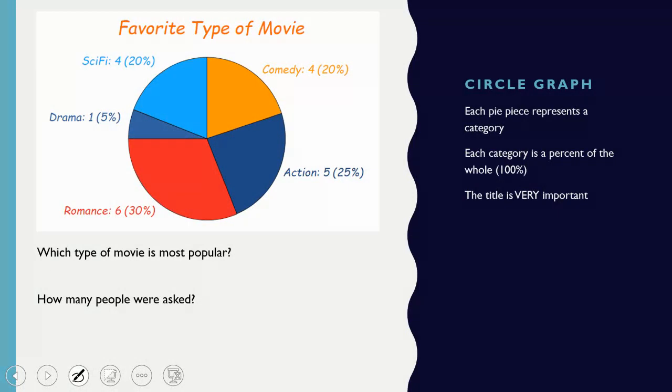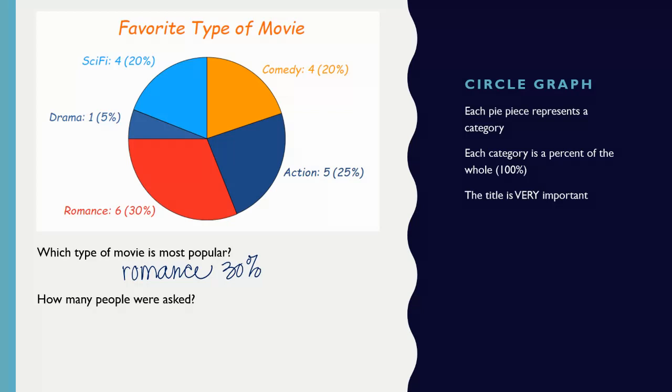Now, the question here is which type of movie is most popular? So I'm just going to pick the one that has the highest percentage. That would be romance at 30%. Coming in a close second is action. Sci-fi and comedy are tied, and then apparently nobody really likes drama very much, okay?